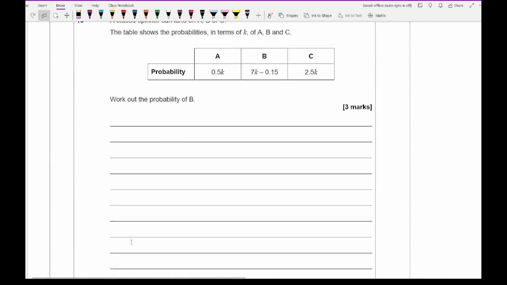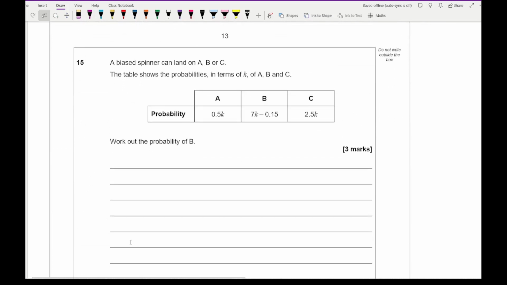Moving on to question 15, it says that a biased spinner can land on A, B or C. The table shows probabilities in terms of k of A, B and C. Work out the probability of B. Now with these particular tables, because these events are all exclusive, with no other possible outcome, all of these three probabilities need to add up to 1.